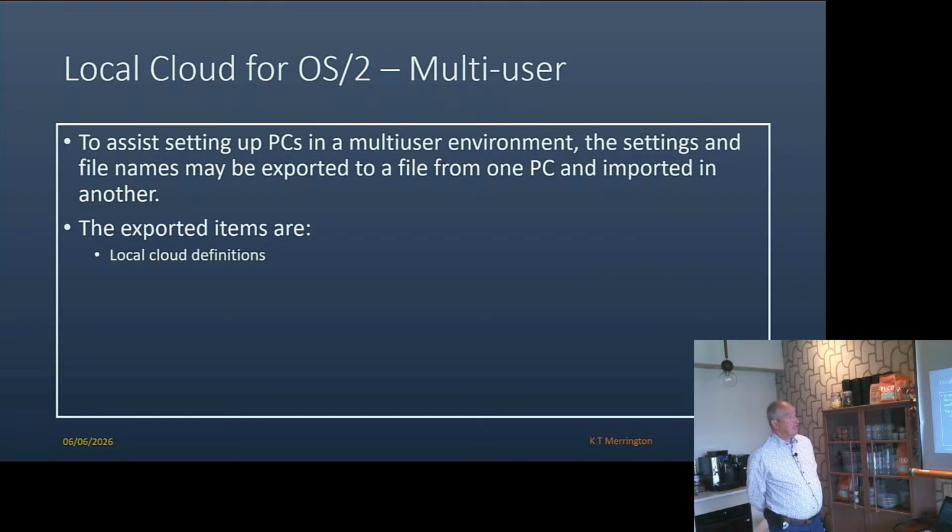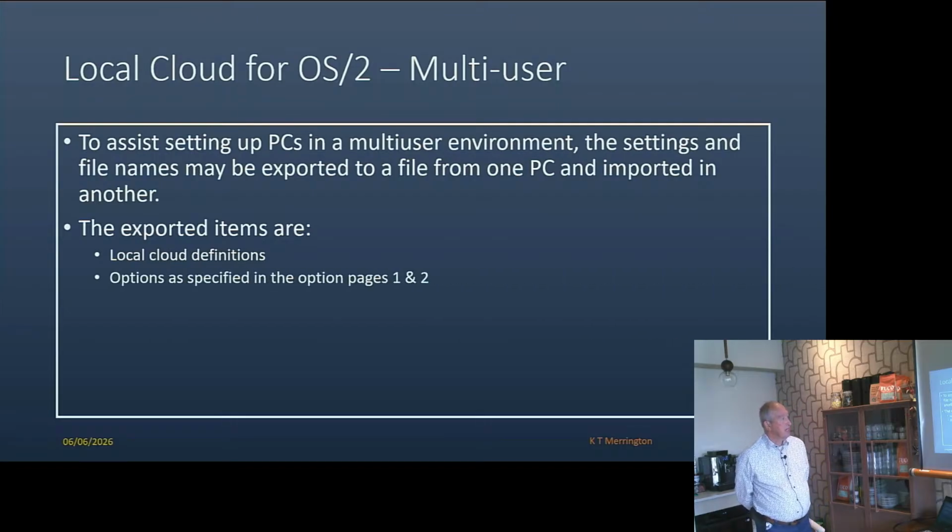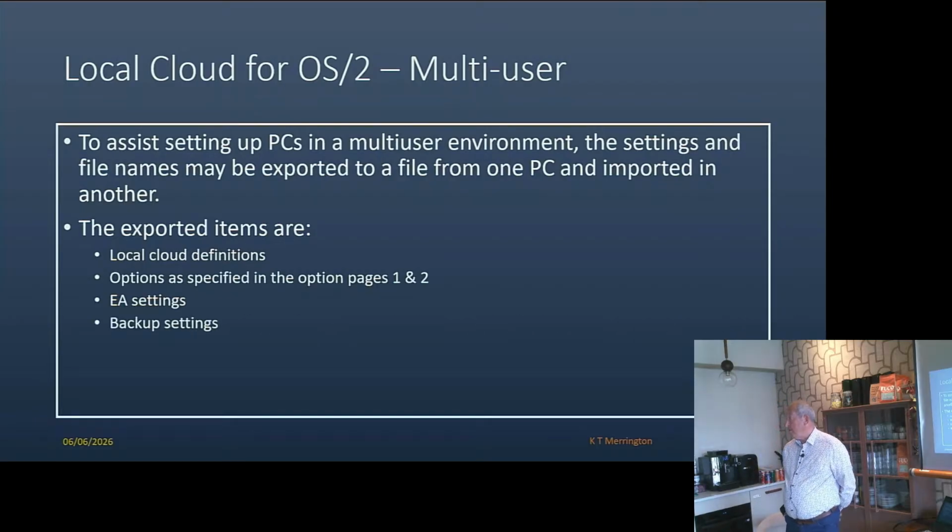So, the exported items are the local cloud definitions. If you have different drive letters, you will have to update that manually, but that's only with regard to the drive letter in the cloud definition. The options, I exported EA settings, which I haven't talked about, and the backup settings. So you have similar settings. You can change them afterwards, but you can start from there.